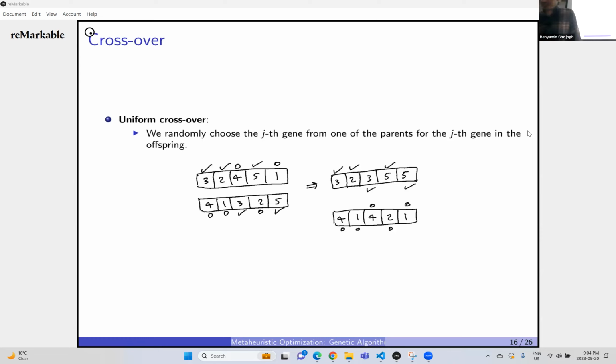Okay, so another one is uniform crossover. What does it mean? Randomly choose the jth gene from one of the parents. For the jth gene of the offspring, for every feature of the offspring, select that feature from one of the parents randomly. Understood? So you can have a lot. In this way, you can have a lot of offspring.